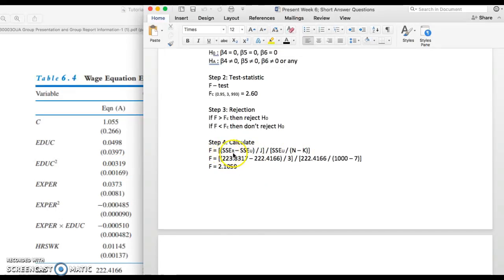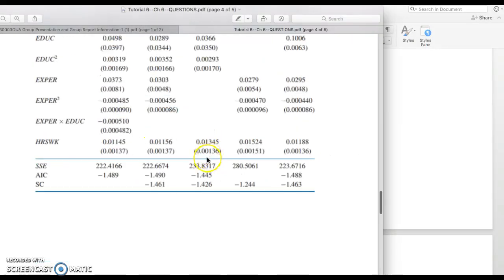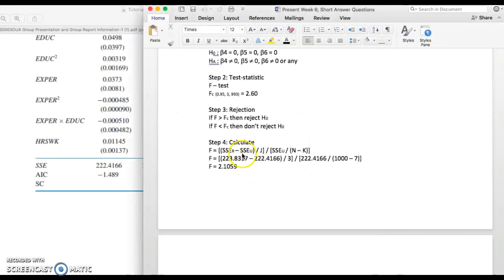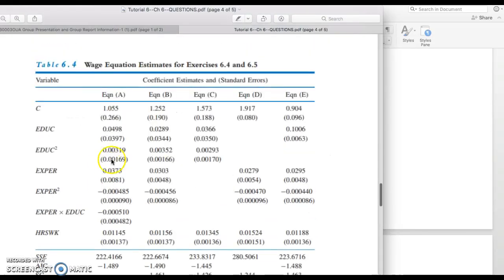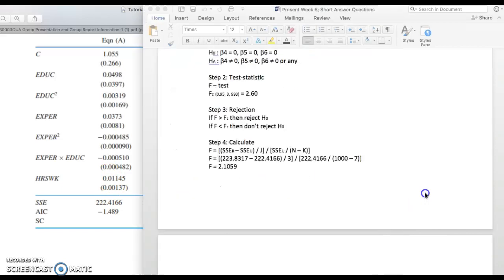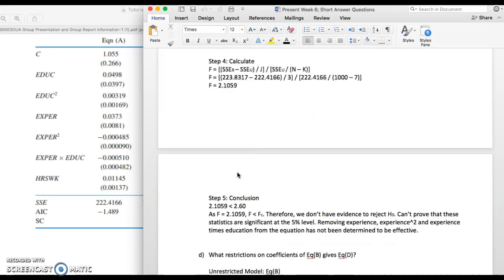So the sum of squared errors of the restricted model is now equation C, value here. The sum of squared errors for the unrestricted model is 222.41. It's the same as this value here, equation A. So we've computed all of that here. In this term here, we've got J equaling 3 because there are now 3 restrictions that we're testing, and then N minus K remains the same, and the sum of squared errors for unrestricted is the same as over here. So the F value we get is 2.1059.